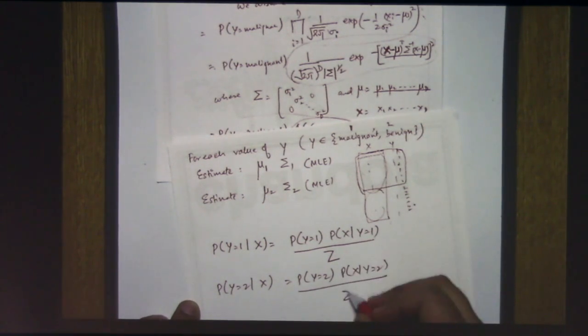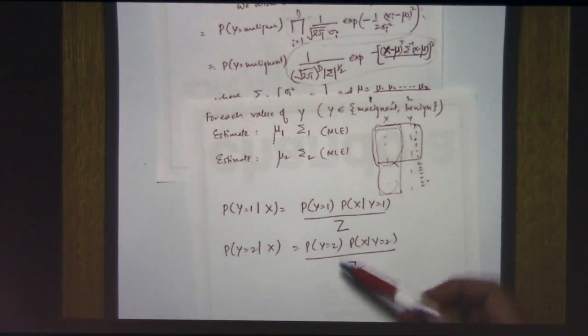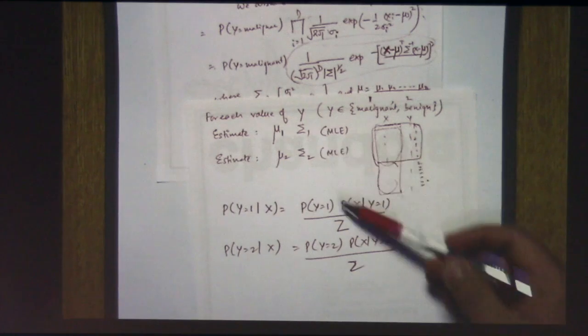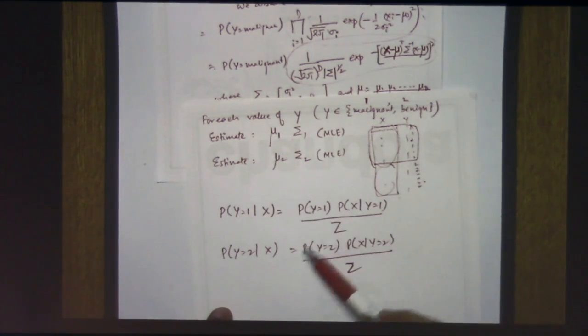So z will be the same for both cases, so you don't really have to compute it, right? So this is essentially the idea behind discriminant analysis. In the training phase, you estimate these values. In the testing phase, when you are given a new data point, you compute these things, right?